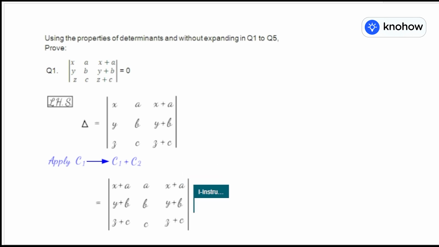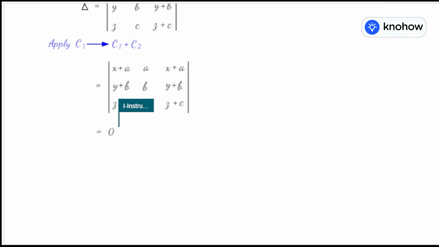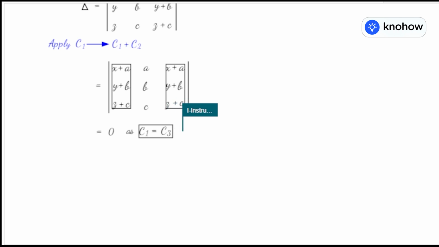And right here, I can say that yes, the value of the determinant is 0, because the first column is identical with the third column, and there is a property that if any two rows or columns have identical elements, then the value of determinant is 0.